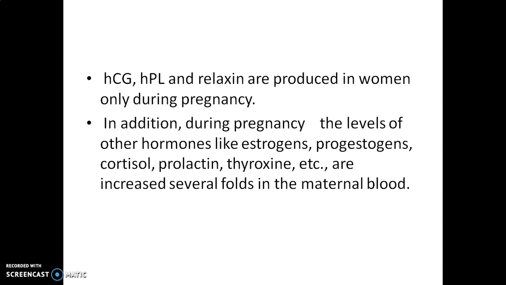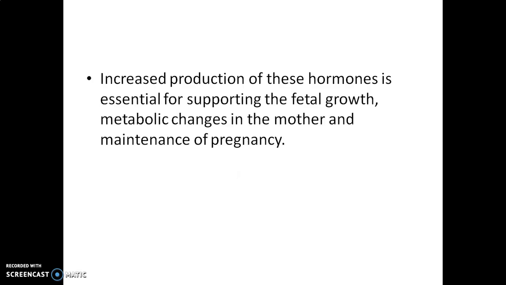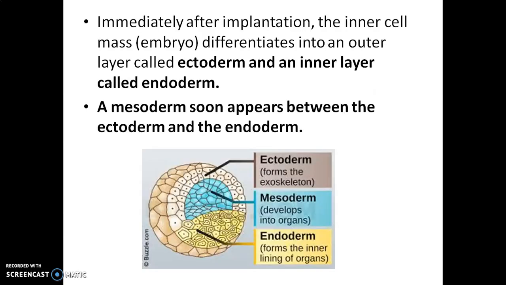In addition, during pregnancy, the levels of other hormones like estrogen, progesterone, cortisol, prolactin, thyroxine, etc. are increased several folds in the maternal blood. Why is this increased? What is the significance of this increased level of these hormones? They help for the fetal growth and metabolic changes in the mother and maintenance of pregnancy.